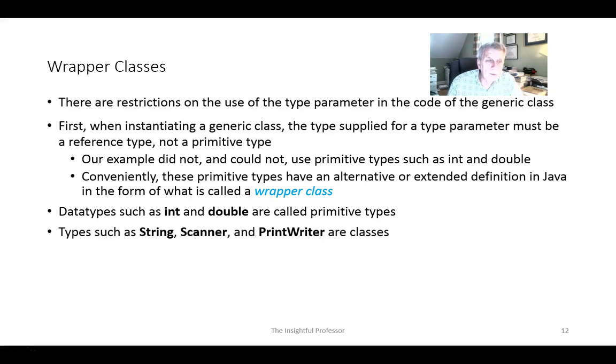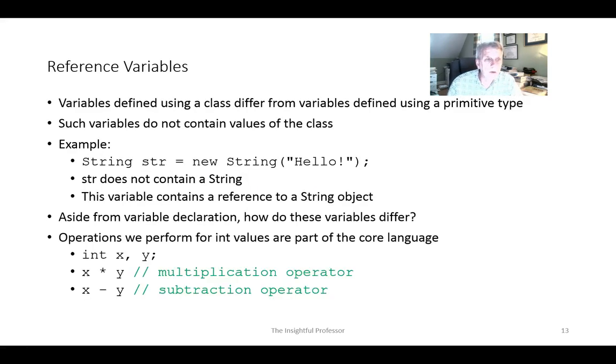But first, keep in mind there are two categories of data types that we want to consider. Data types such as int, double, char, and so forth are defined as being of primitive data types or built-in data types within the core language of Java. Types such as string, scanner, print writer, these are all classes. These qualify as what are called reference types. Let's explain that by looking a little bit further.